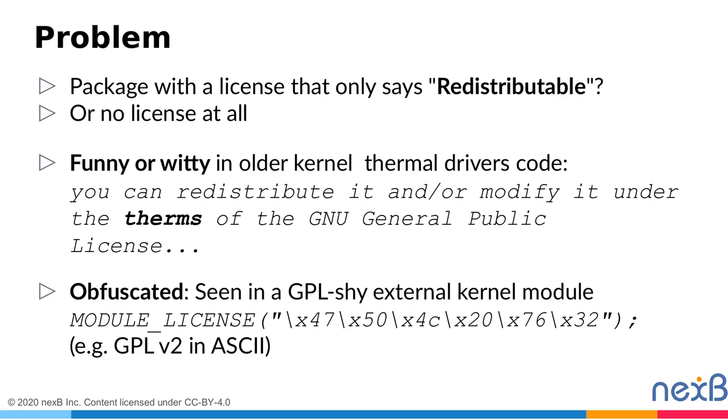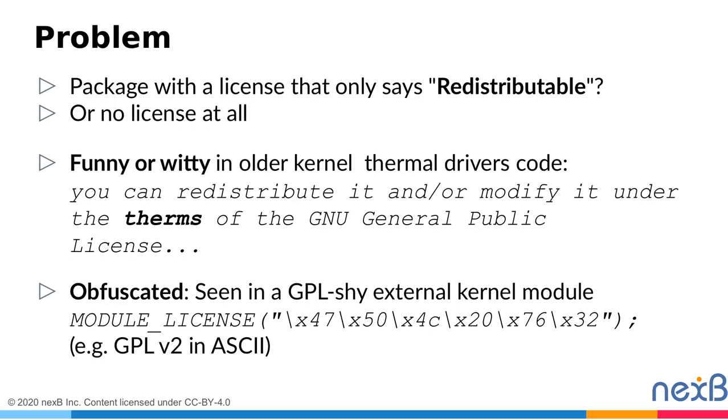So what does it really mean to have a lack of clarity? What about a package that says I'm redistributable, right? That's not super useful. It used to be common in RPM packages in the past to say, well, this is redistributable. Or there's no license at all, which is unfortunately a more common occurrence. Or if we look at older kernel thermal drivers, you can be funny or witty. It says you distribute your code under the terms of the general public license. This has been fixed. It's actually something I discovered when we cleaned up the kernel.